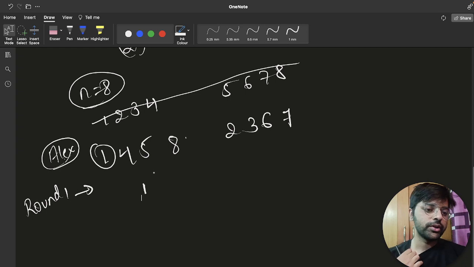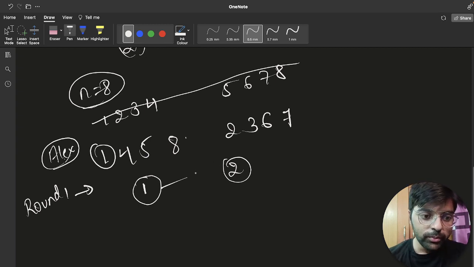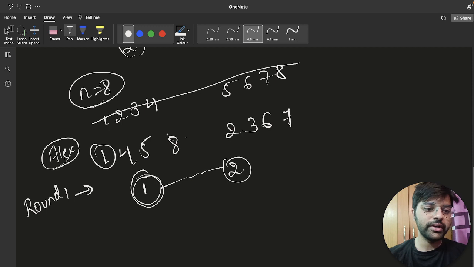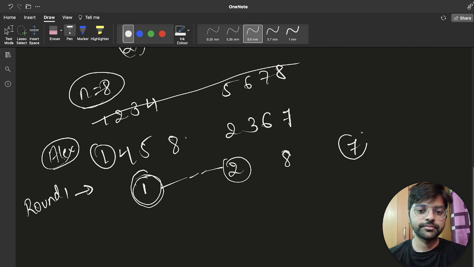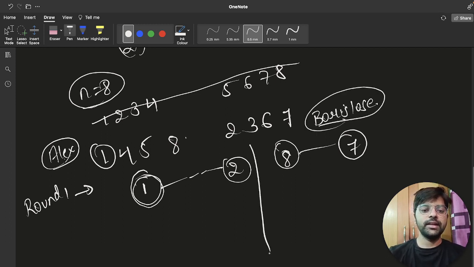Now what is optimal for Boris? Boris will throw 2, because he has to throw a stronger card. Now round 1 is finished and Boris has negated this round. Because if Alex had thrown 8, let's consider another example, and Boris threw 7 or any other card, then Boris would lose. So let's consider 1 and 2.